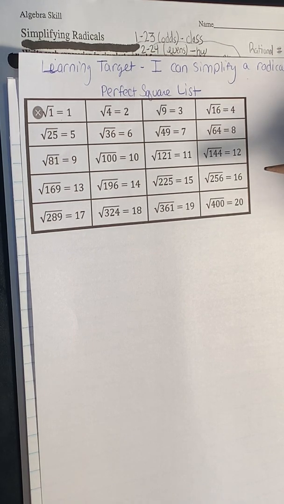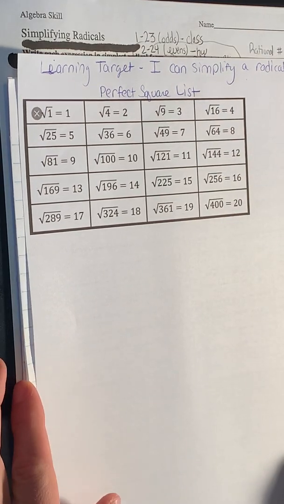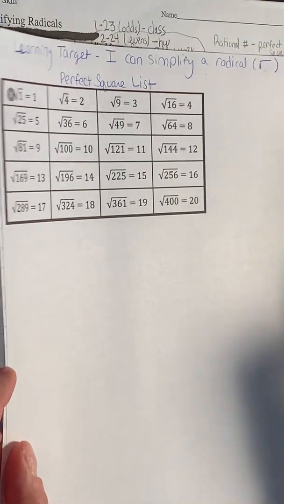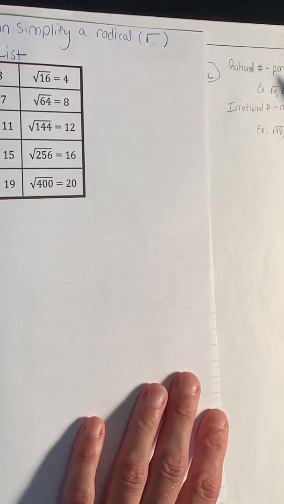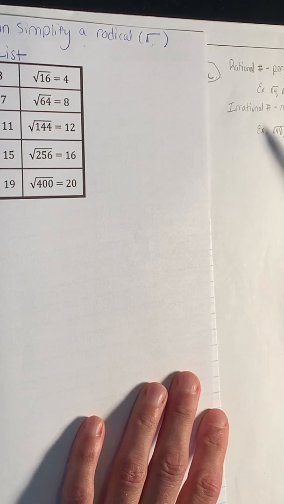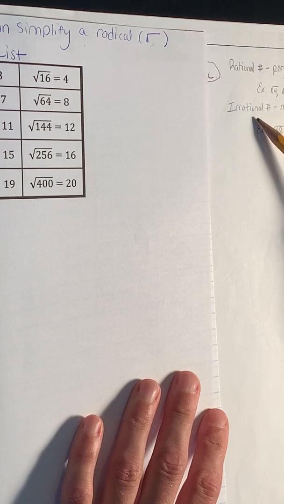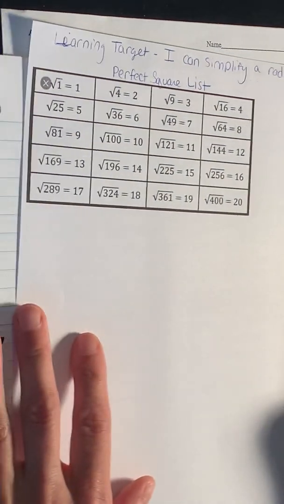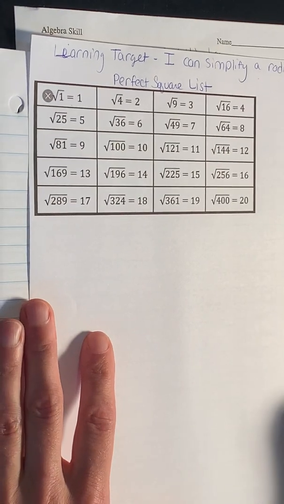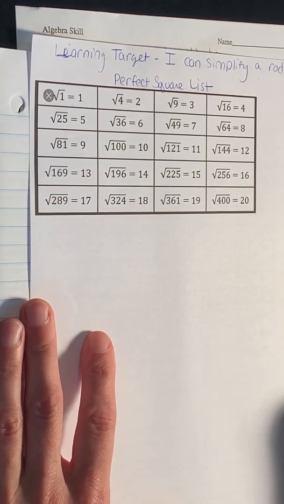Remember that rational numbers are perfect squares as opposed to irrational numbers that are non-perfect squares. So here's an example. Radical 4, radical 9, and radical 16 are all perfect squares. We consider them rational. Radical 48, radical 20, and radical 32 are non-perfect squares, so we consider them irrational. So here's our perfect square list that's going to help us today when we're simplifying our radicals.